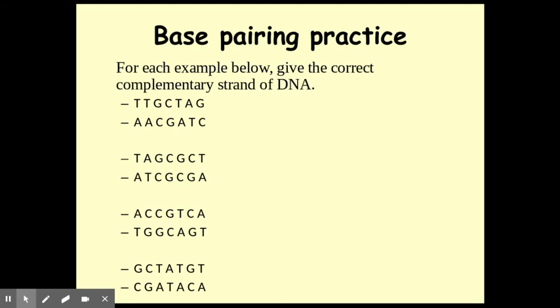So here is your base pairing practice. For each complementary base below, give the correct complementary strand of DNA. It's actually already done for you here. If you look, you can see the A's are bonded to the T's and the G's are bonded to the C's all the way down. So take a few minutes to look at this and get it in your head how they're bonding.